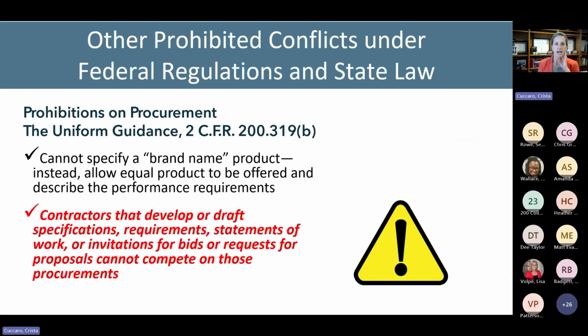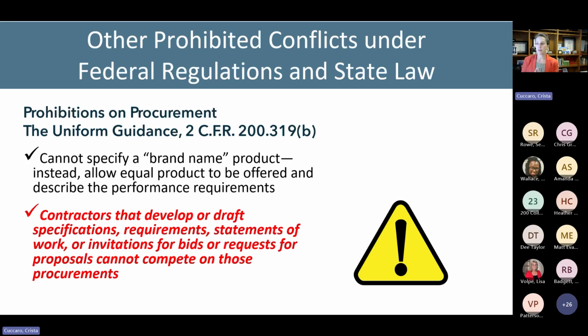Shifting over to the uniform guidance, there's a prohibition on specifying brand name products. What the uniform guidance wants you to do is to spell out performance requirements. And again, this is really for design professionals who are going to be drawing those specifications. We want to make sure that they are focused on performance rather than brand names, because brand names are restrictive of competition. There's additional language in the uniform guidance that allows a little bit of flexibility there, but as a starting point, don't use brand names.